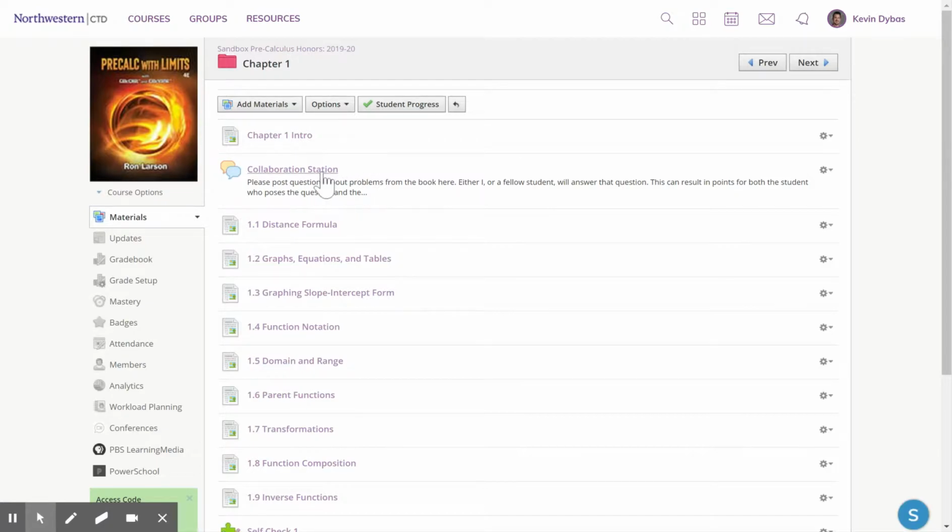So another thing that you're always going to have right underneath there is the collaboration station. The collaboration station is sort of just a discussion board for you guys to post any of your questions that you have about the content. That way, either I could get back to you or one of your fellow students who's enrolled in this course could get back to you and answer that question. There are points that are awarded for that collaboration station, both for the person who's posting the question and for the person who's going to be answering that question. I wouldn't necessarily worry about those points. It's not necessarily a mandatory thing, just a way of bumping up your score if you're sort of thinking in the future about those tests.